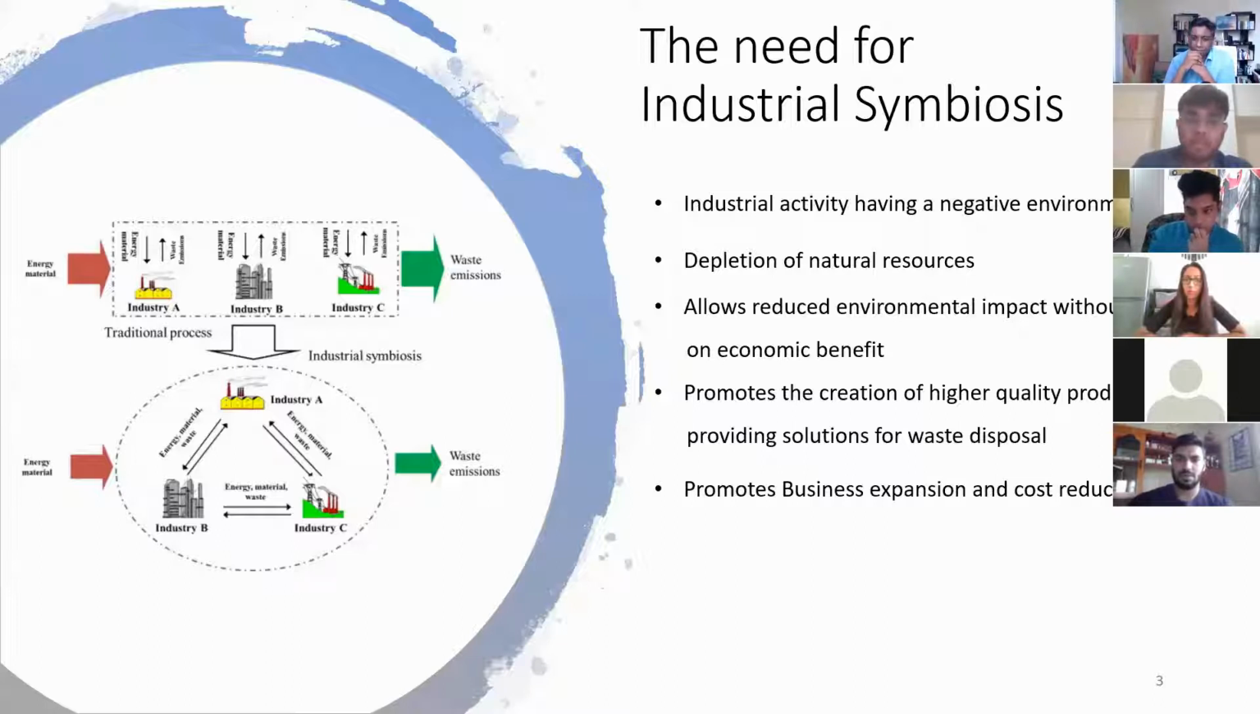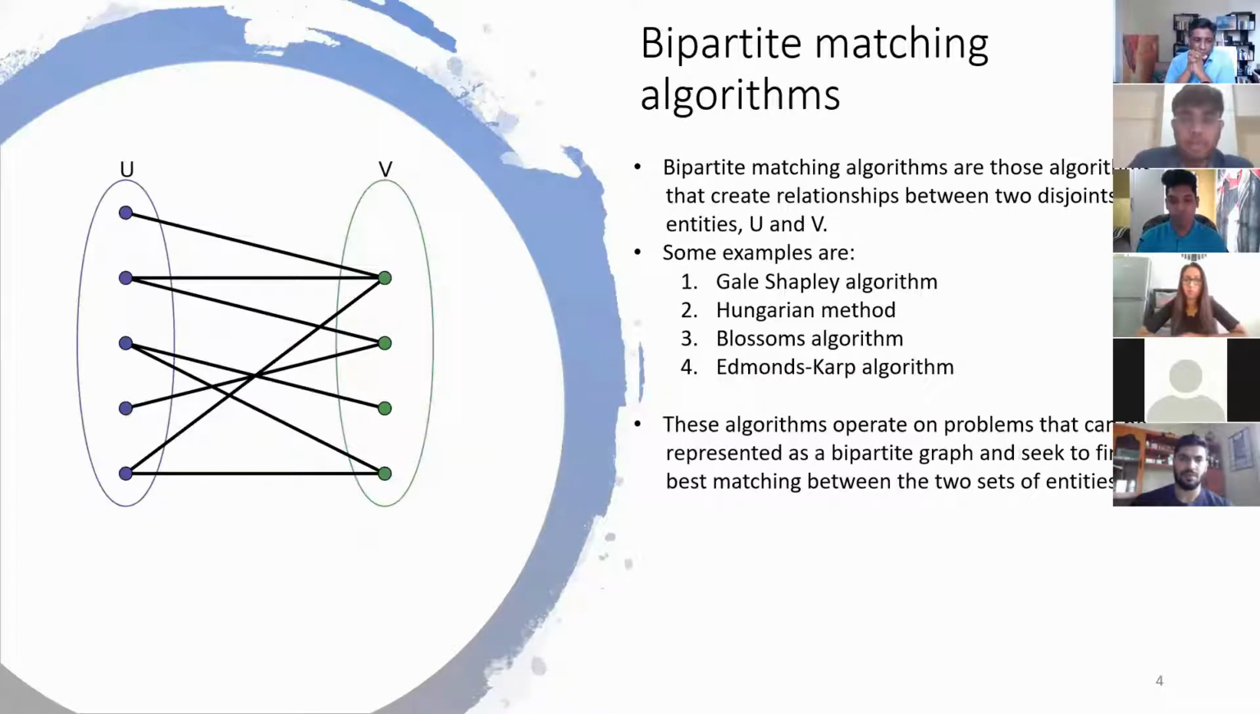But when we're talking about industrial symbiosis, we're talking about matchings between suppliers and consumers. There are matching algorithms that are useful tools for identifying suppliers and consumers and creating pairings between them. Of specific interest are bipartite matching algorithms. So bipartite matching algorithms are those algorithms that create relationships between two disjoint sets of entities, U and V.